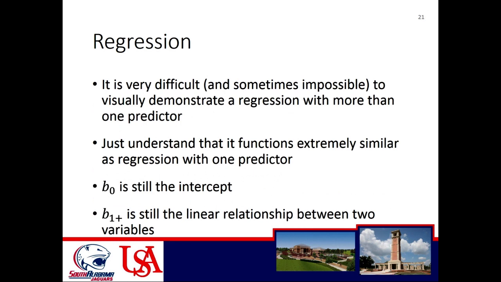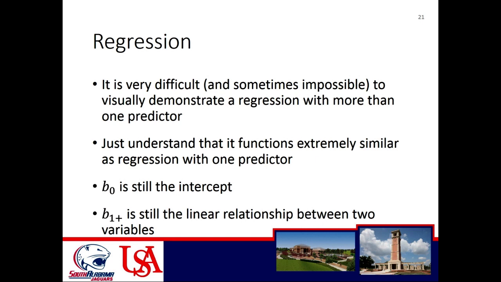Also, before we looked at scatter plots and we drew the line to demonstrate the relationship between the regression predictor and the outcome when we had just one predictor, you should know that it's very difficult and sometimes impossible to visually demonstrate a regression with more than one predictor. So we're not going to look at the scatter plot this time. We're not going to draw the line and look at the intercept, just because it's very difficult and sometimes impossible to visually demonstrate that way.